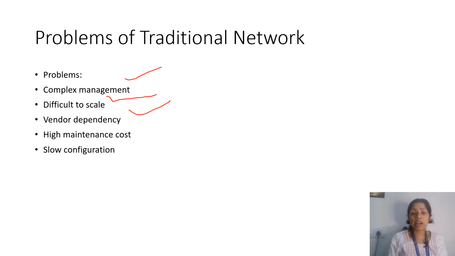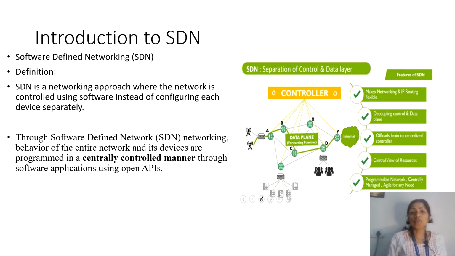Vendor dependency: for multiple control planes, you need to coordinate with multiple companies and vendors. So there's a vendor dependency. High maintenance: if you have more devices, configuration is slow, because each and every control plane has to be configured. These are some of the problems in the traditional control plane. That's why software defined networking came into the picture.